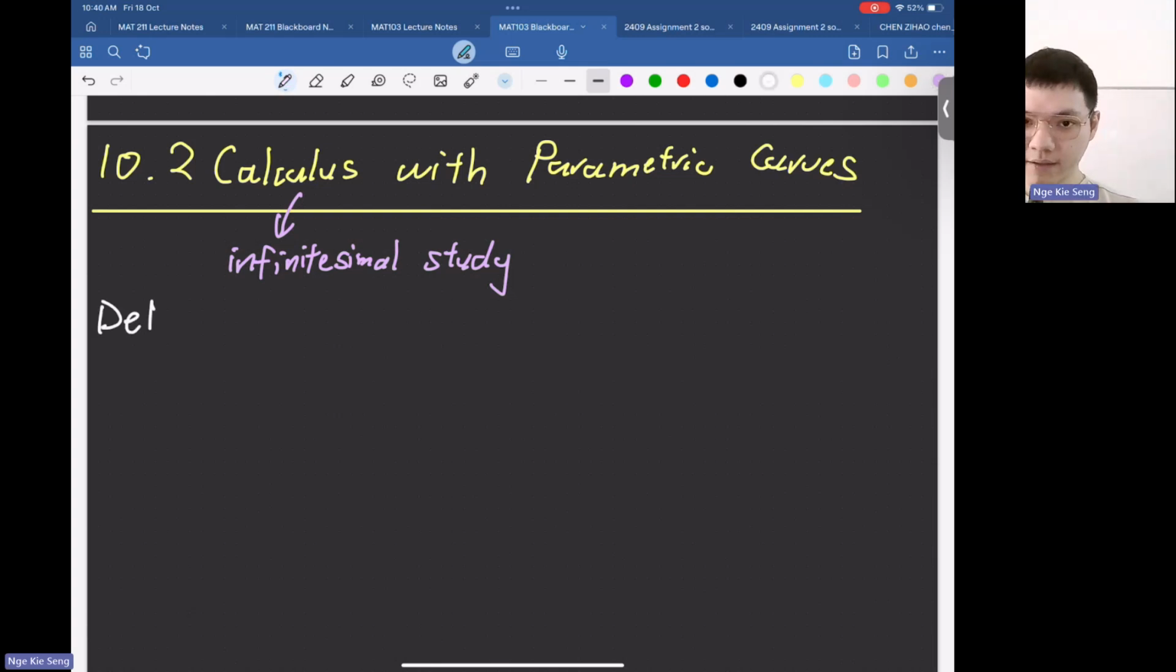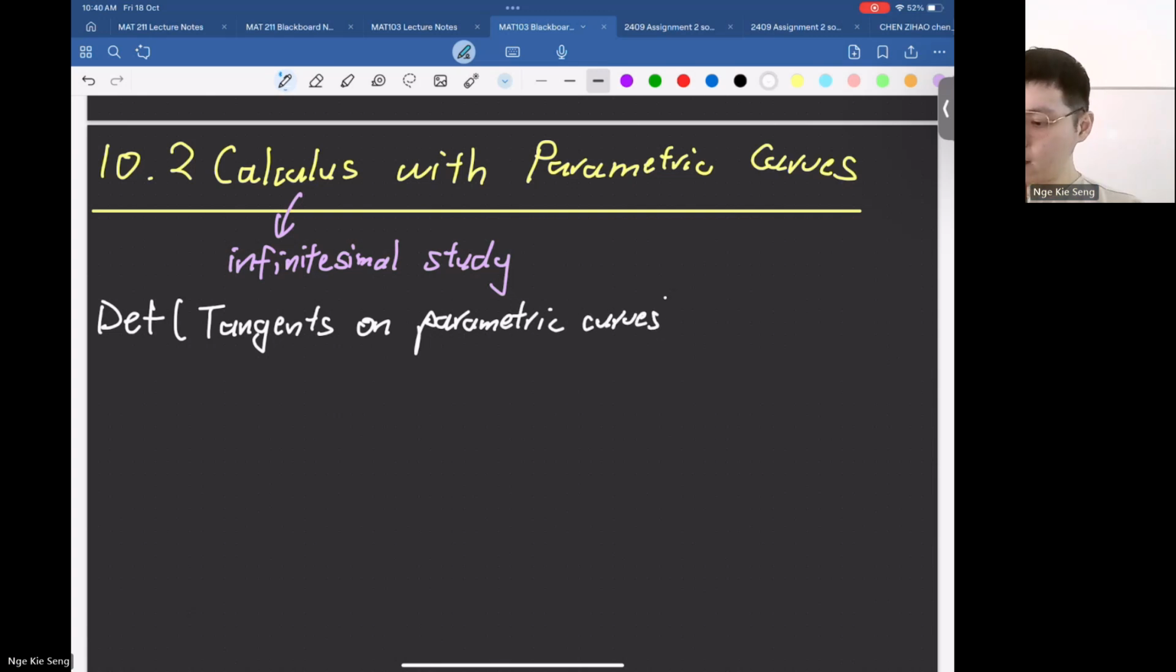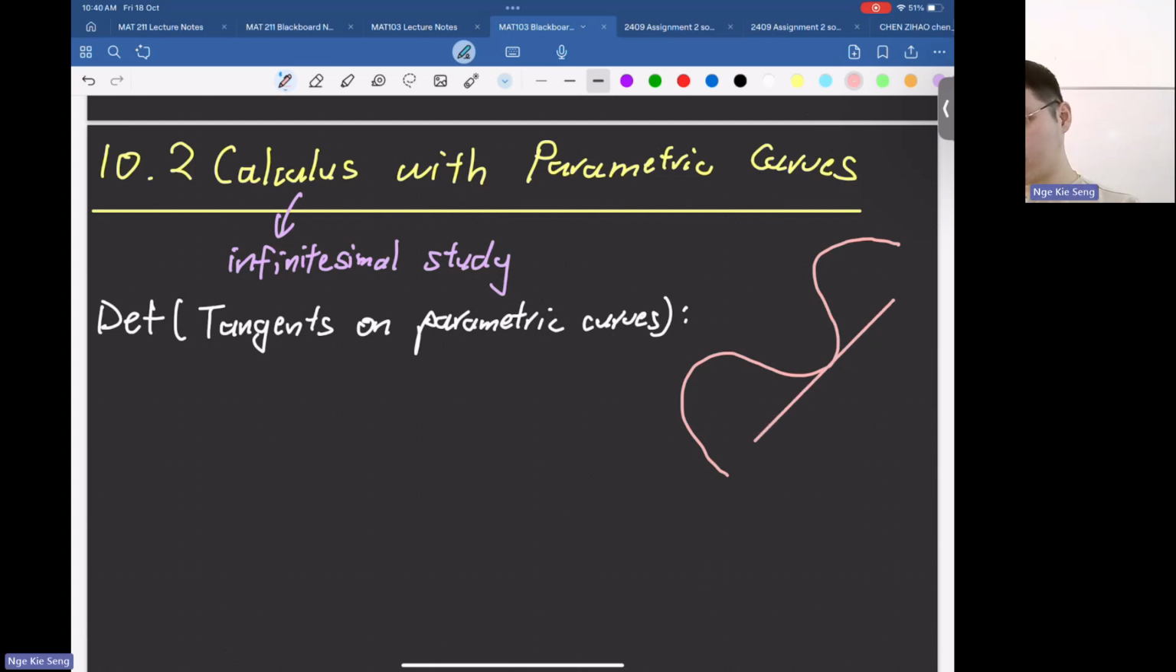So we're going to define what the tangent is on parametric curves. Intuitively it's easy. You have a curve, and you talk about the tangent on the curve. So you draw something like this. But what's this line? We need to make precise what this tangent line is. Let me say this is a point, call it (x1, y1), and this is called a tangent line at (x1, y1).